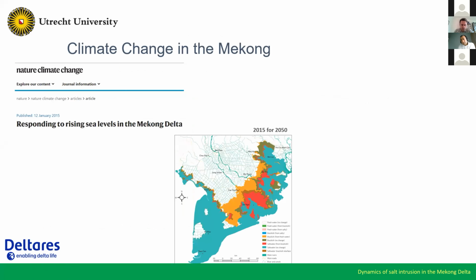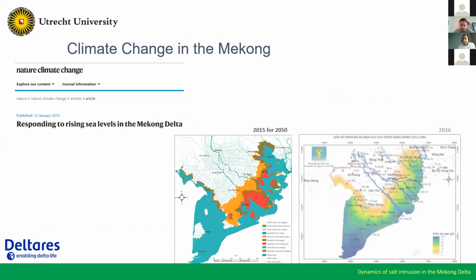From a scientific point of view, in 2015, there were projections for sea level rise for the year 2050, which were exceeded during the 2016 record salt intrusion. So within 1 year, those projections were exceeded for the year 2050. And how did that happen? That was indeed an important question to look into. And it even got worse.